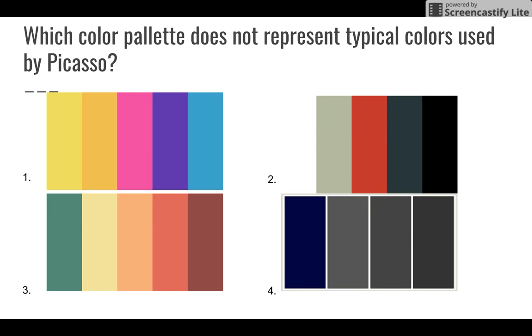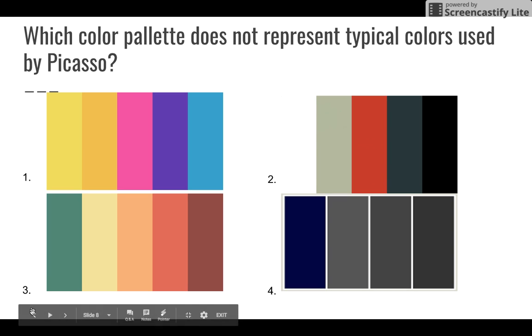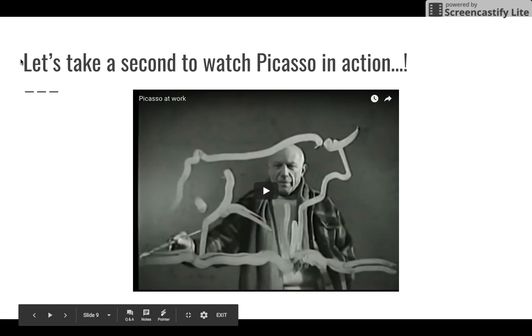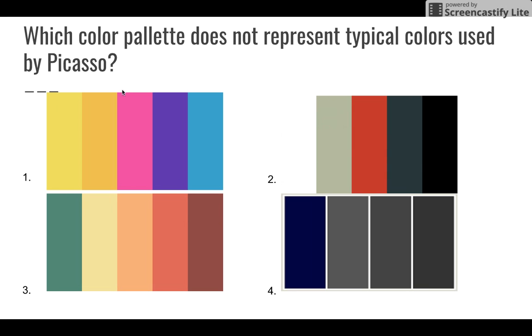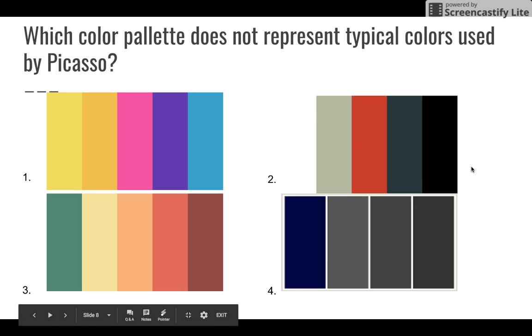So again, let's kind of think about the images we just saw, and which color palette does not represent typical colors used by Picasso. Let's go back here. We have these bright, vivid ones, these duller ones, some earth tones, and then we have those blues and grays. Obviously, I would hope that you would say these bright, colorful ones. We don't see a whole lot of, kind of the pastel color palette in his work. So that's something to think about as you prepare to get an idea of what you want to draw. What kind of colors do you want to incorporate in your painting?